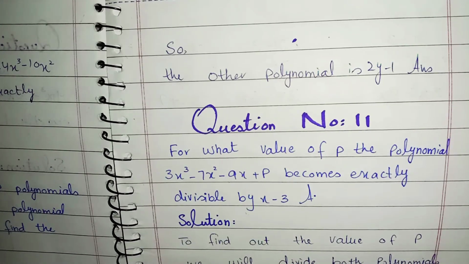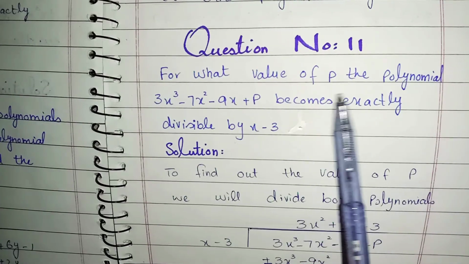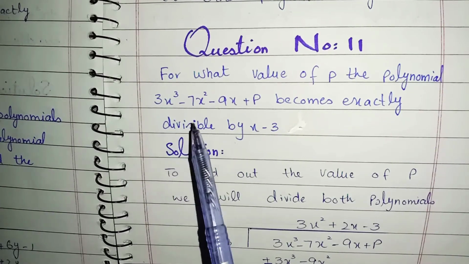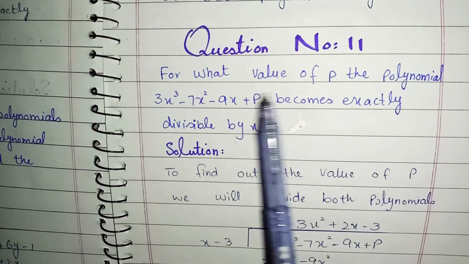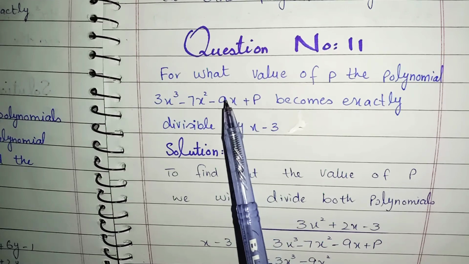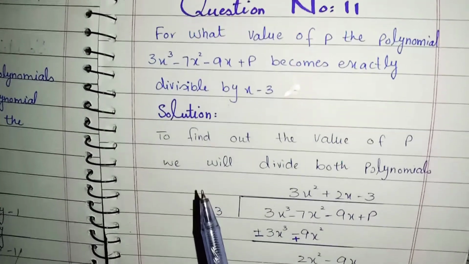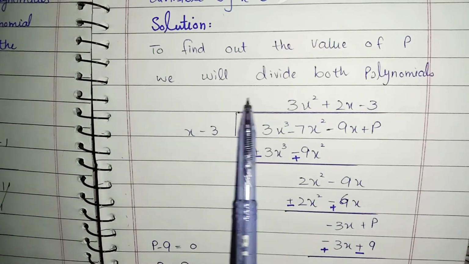Now students, let's move towards question number 11. For what value of p does the polynomial 3x cube minus 7x square minus 9x plus p become exactly divisible by x minus 3? So to find out the value of p, we will divide both polynomials. Let's start the solution by writing the statement. To find out the value of p, we will divide both polynomials.